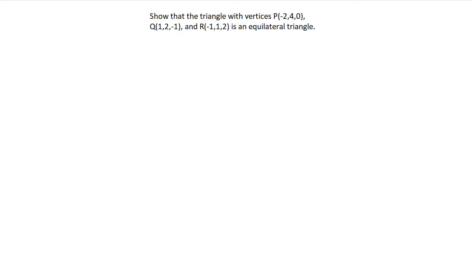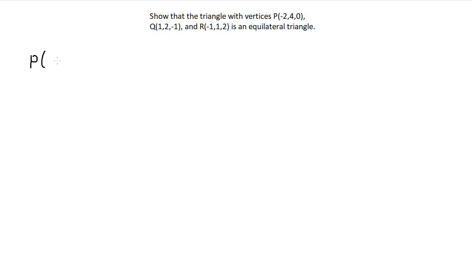So let's say that we have to show that the triangle with vertices P, which is -2, 4, 0, Q, 1, 2, -1, and R, -1, 1, 2, is an equilateral triangle. So obviously in an equilateral triangle, all 3 sides have to be the same length. So basically what we're trying to find here is if the distance between each of these points is the same length in all 3 sides. So let's just start by writing out the vertices.